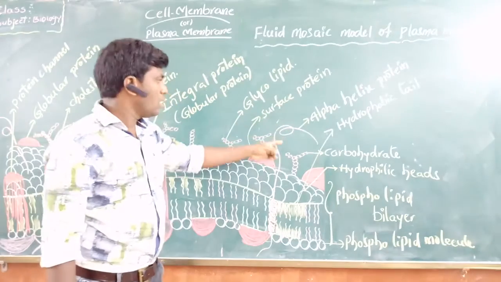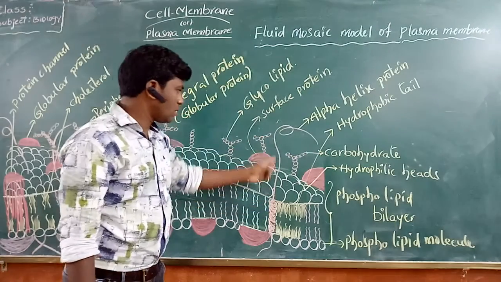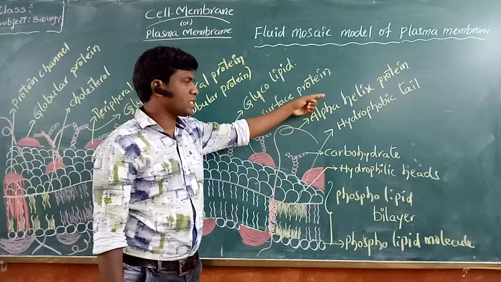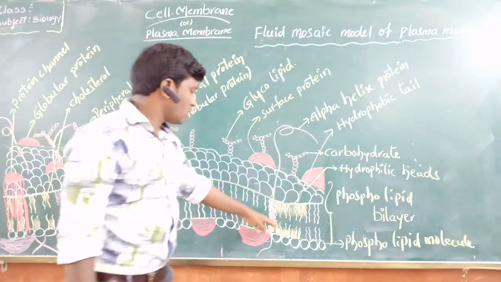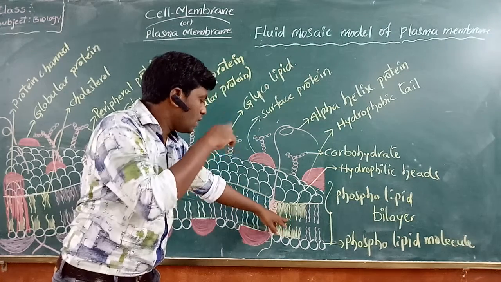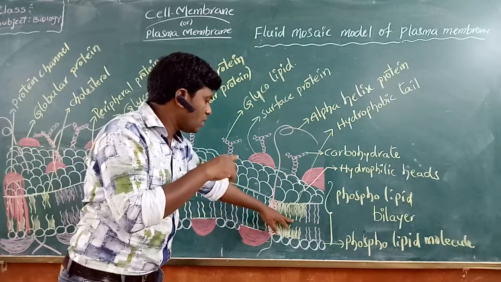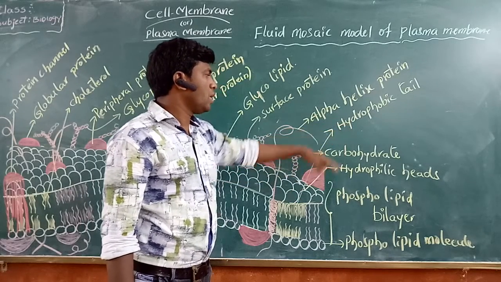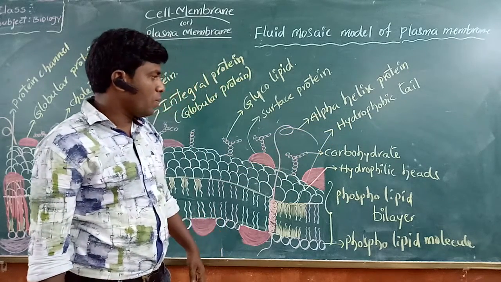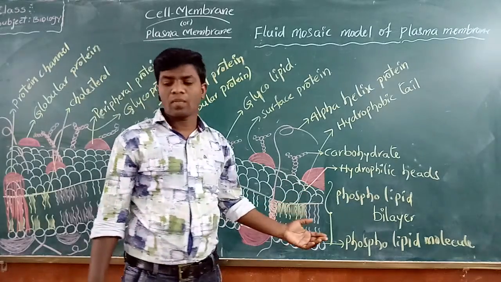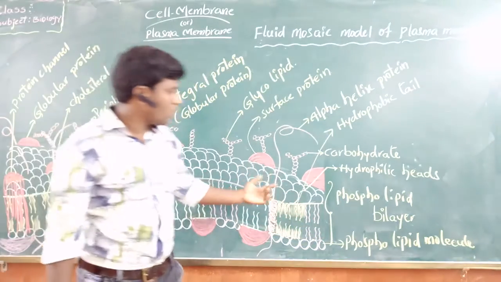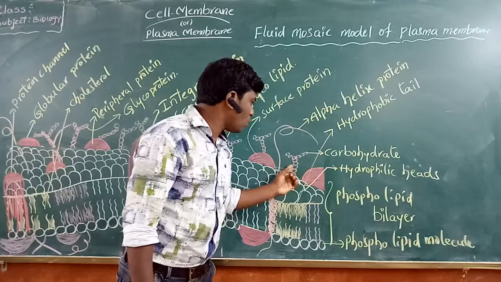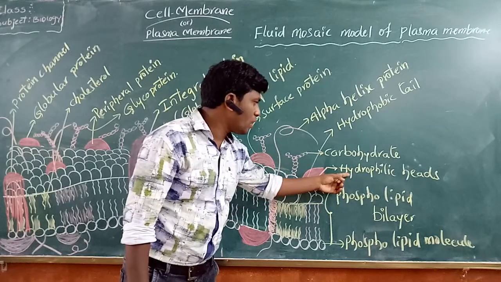Okay, next. Here a tail-like structure, that is the alpha helix protein. Next, these round, thread-like structures are the hydrophobic tails. What is hydrophobic or hydrophilic? Look at this, this is carbohydrate. These are the hydrophilic heads.